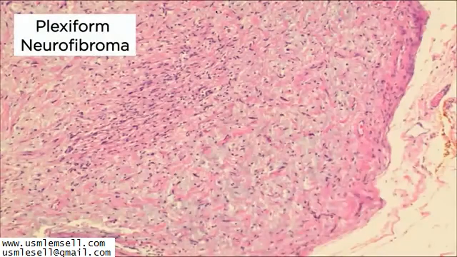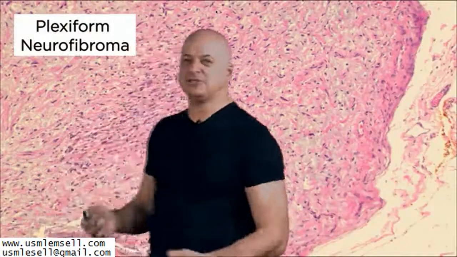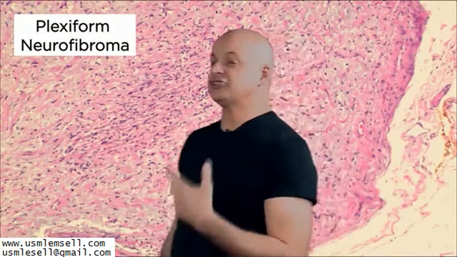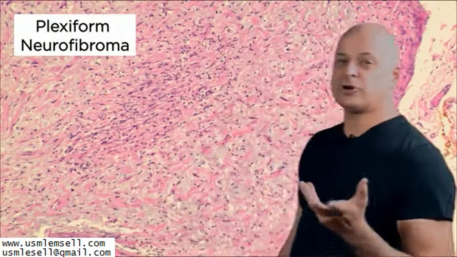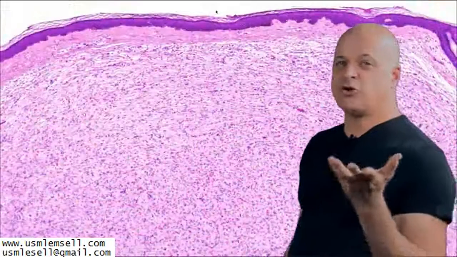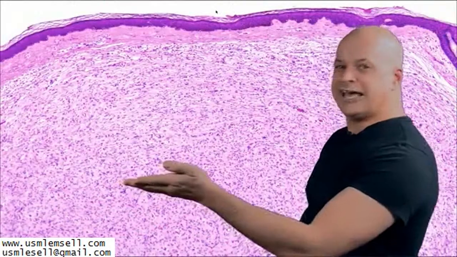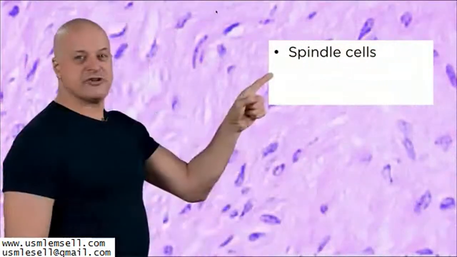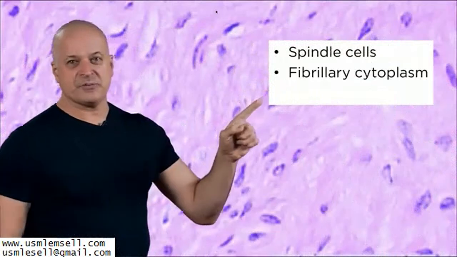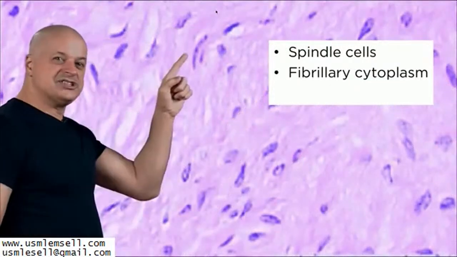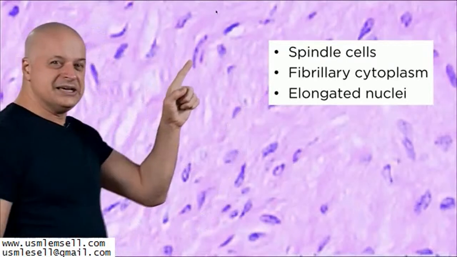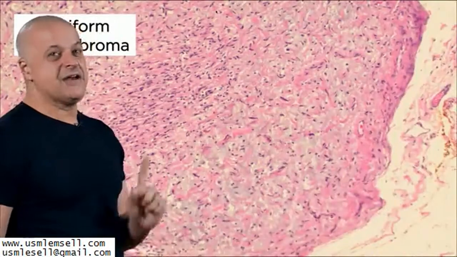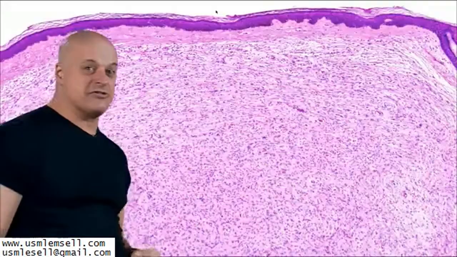On the pathologic specimen, what you get is stuff like this: plexiform, like a plexus, a collection, plexiform neurofibroma, and what you're going to see on it is all sorts of spindle cells. Here's the pathology of neurofibromatosis: spindle cells with fibrillary cytoplasm, and you see these long, thin, elongated nuclei. See the long, elongated nuclei? That's very von Recklinghausen's, very neurofibromatosis.